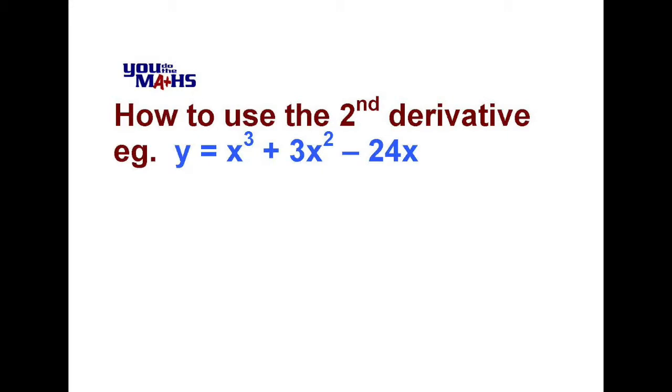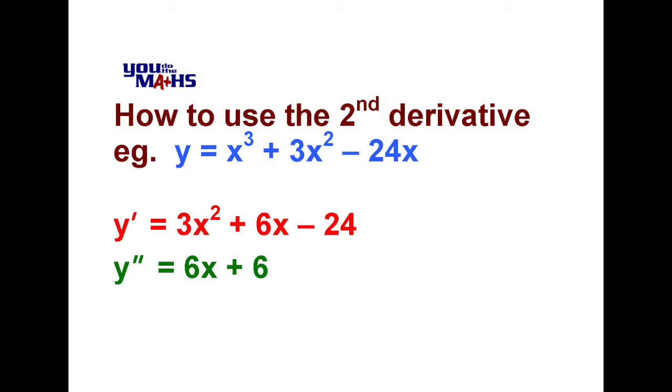So here's the equation of the graph in question, y equals x cubed plus 3x squared minus 24x. And we're going to have a look at how we use the second derivative to help us identify some of those features we just looked at. First of all, what we'll do is differentiate that equation, and we get the first derivative is y dash equals 3x squared plus 6x minus 24. And then we differentiate that again for the second derivative, and we get 6x plus 6.